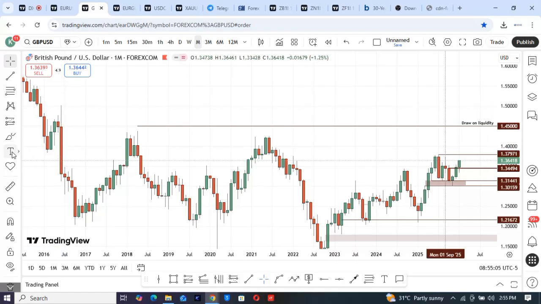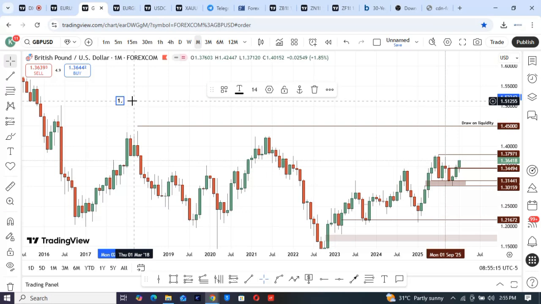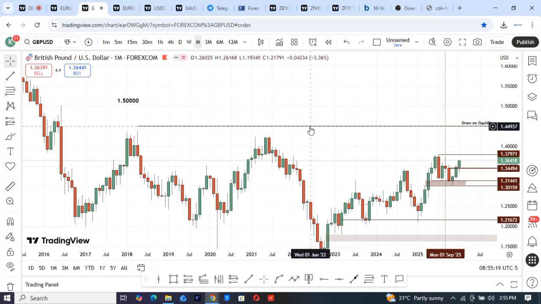and this will be 1.5 big figure thereabouts. Yes, 1.5 big figure. But here is our near term on the mega trade.